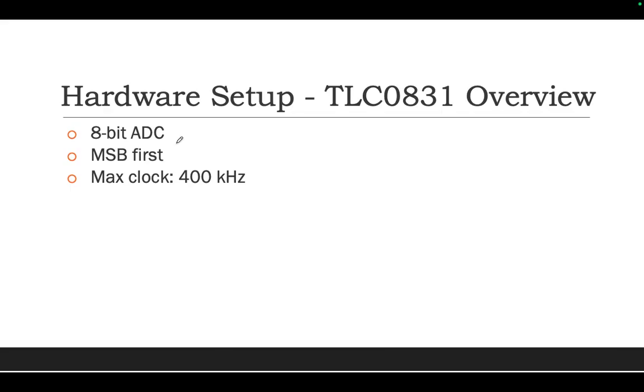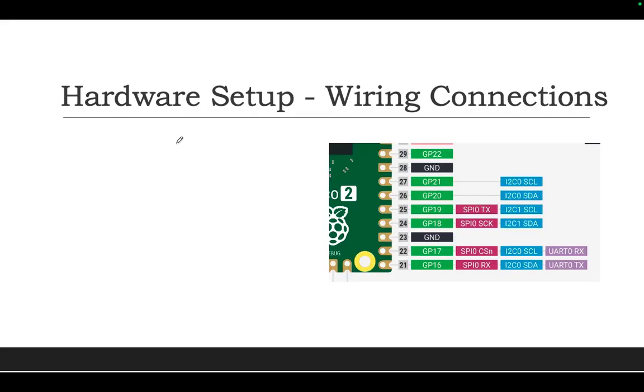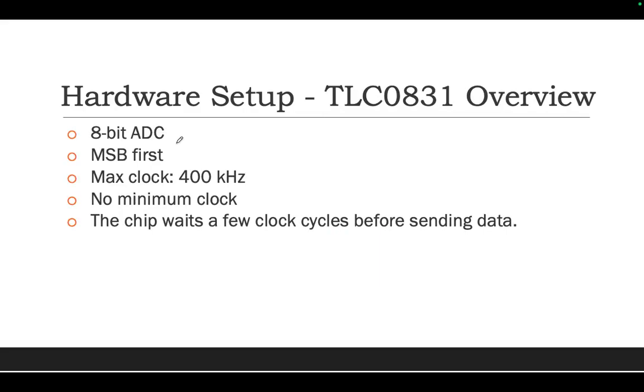In today's lab, you will try to adjust this clock frequency, from 50 kilohertz to 100 kilohertz. The maximum is just 400 kilohertz, so don't go over this number. There is no minimum clock, but you cannot set it to negative, that's meaningless. Also, the chip waits a few clock cycles before sending data. This one is actually very important, and I will talk about why.